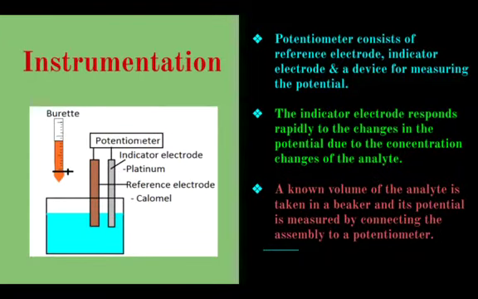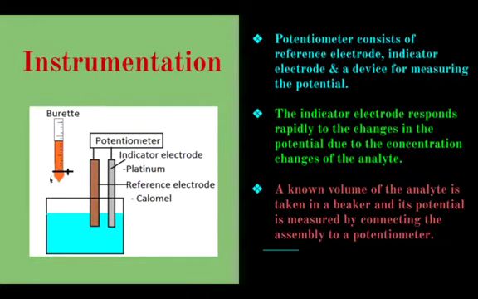Now coming to the instrumentation part, a potentiometer consists of a reference electrode which has a fixed potential and is independent of the concentration of the analyte solution. The reference electrode used is a calomel electrode, and an indicator electrode whose potential depends upon the concentration of ions in the analyte solution, and a device for measuring the potential.